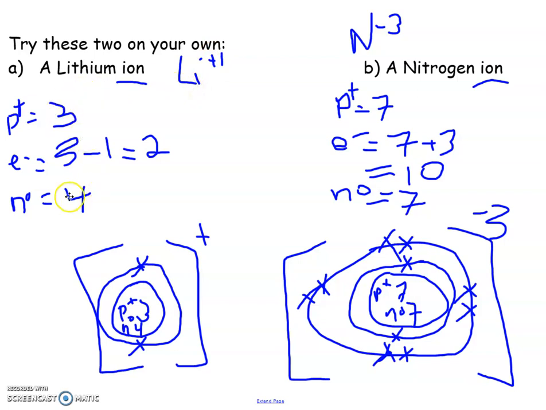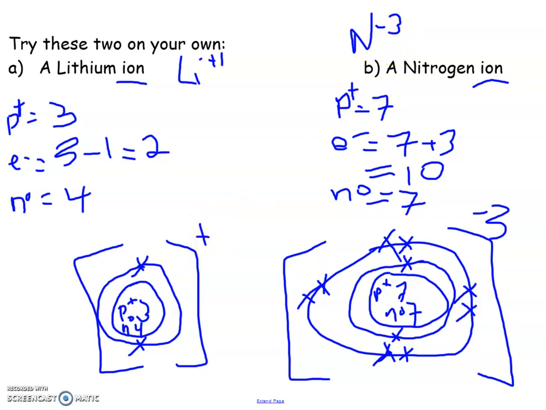So protons and neutrons exactly the same way as normal. Your electrons, though, normally would have 3 for an atom, but because we lost 1, we're now going to have 2. So your Bohr Rutherford should have only 2 electrons, and it will have brackets with the charge in the upper right-hand corner. So this is the same as saying plus 1.